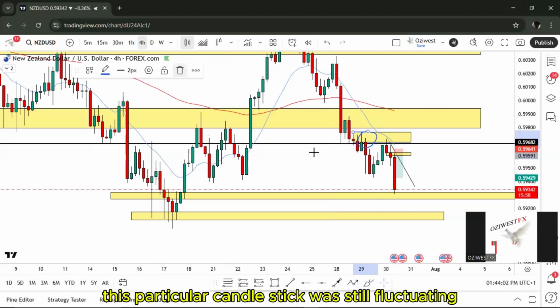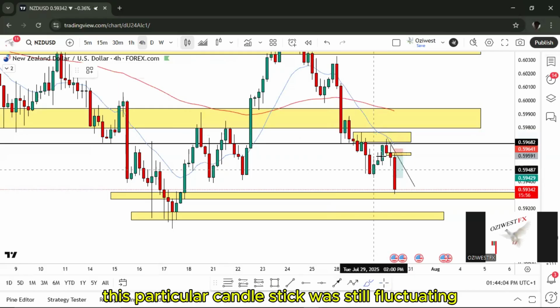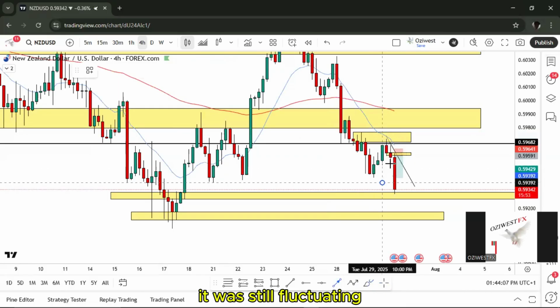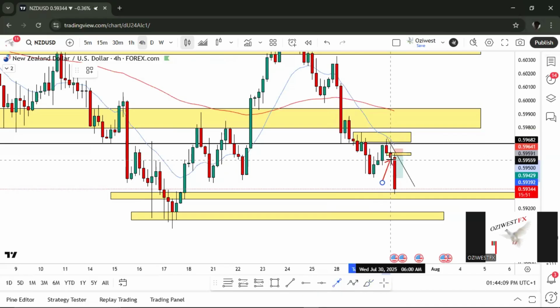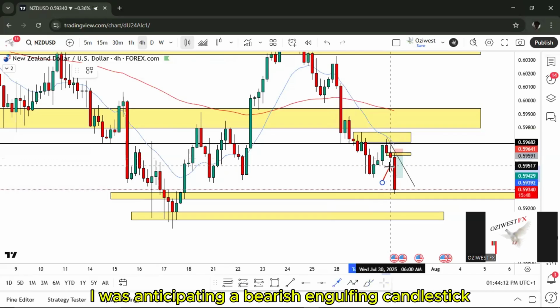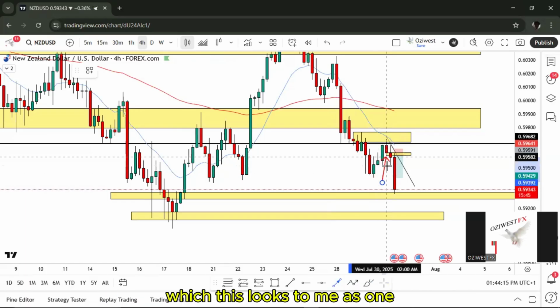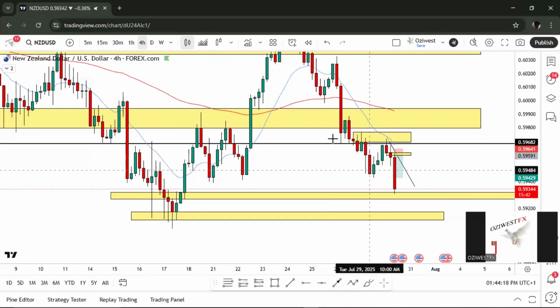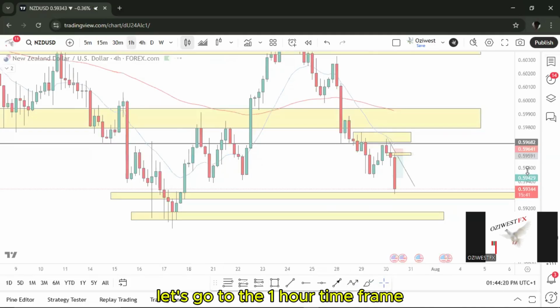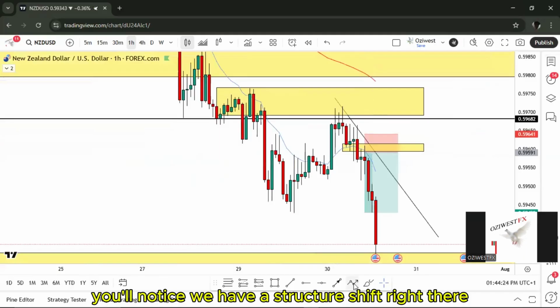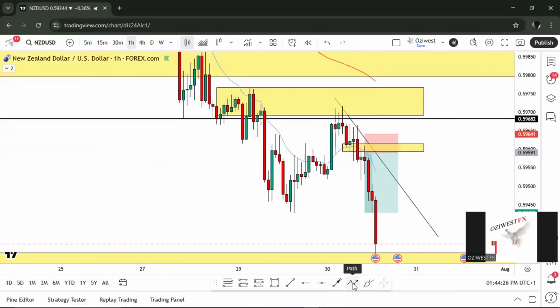This particular candlestick was still fluctuating. This one right here, it was still fluctuating. I was anticipating a bearish engulfing candlestick, which this looks to me as one. Let's go to the 1-hour time frame. If you look closely, you notice we have a structural shift right there.